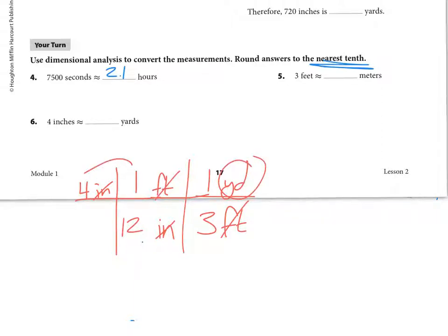Now I'll multiply my top numbers. 4 times 1 times 1 is 4. Multiply my bottom. 12 times 3 is 36. Divide that on the calculator. 4 divided by 36 is 0.1. So I get 0.1 yards.